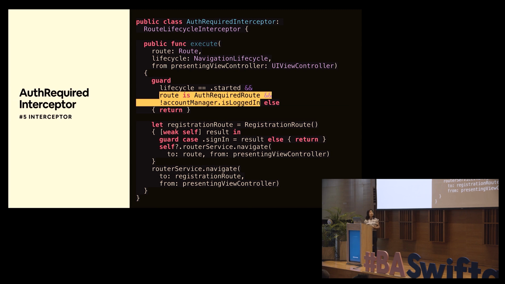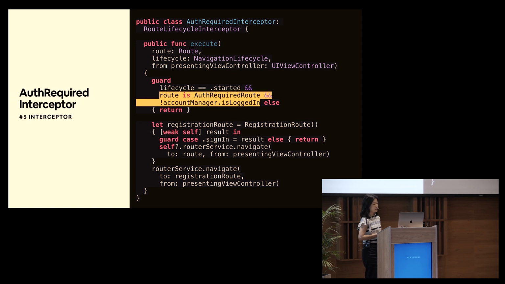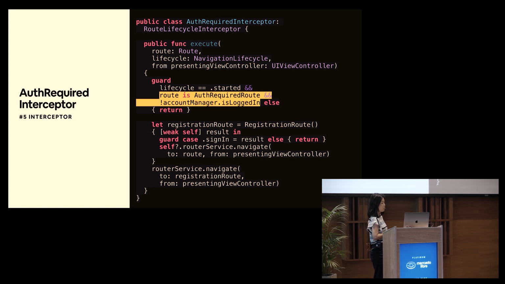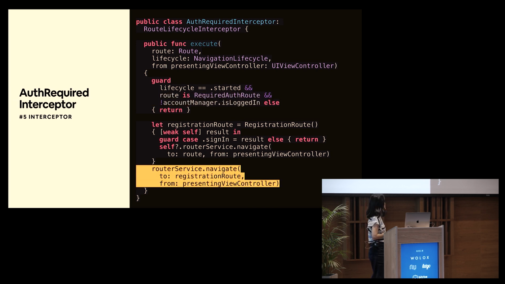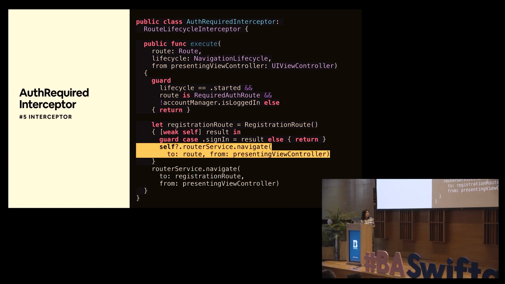If a route should be auth protected, you conform your route to auth required route protocol provided by registration interface module. And the router service ensures that if the user is not logged in and your auth required route was just executed, it triggers registration route instead. And only if the result from the registration route was successful, meaning that you were able to log in successfully, it redirects to your original route.